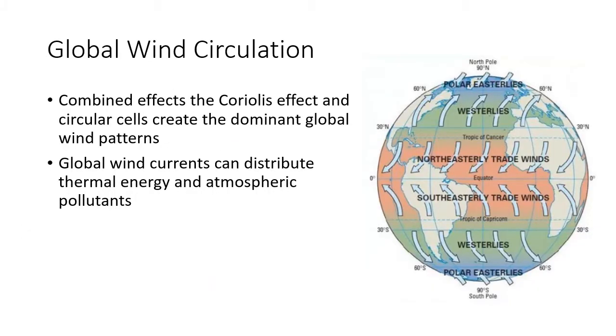So if you combine both the Coriolis effect and those circular convection current cells, you get some predominant wind patterns around the planet. In the tropics, between the Tropic of Cancer and the Tropic of Capricorn, you are going to have the trade winds. And I should point out that winds always are named from where they originate. So winds are named from their origin.